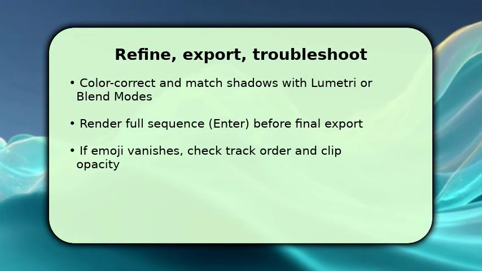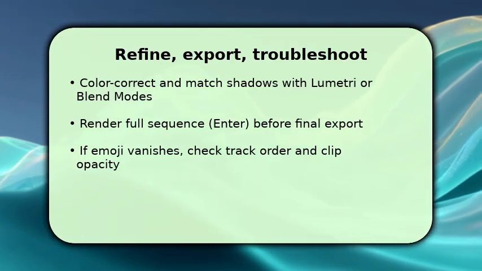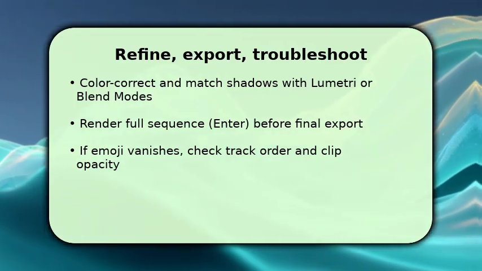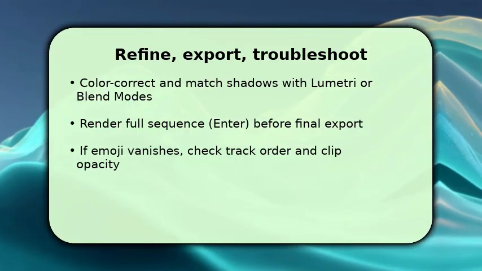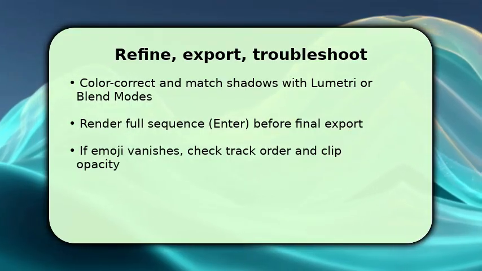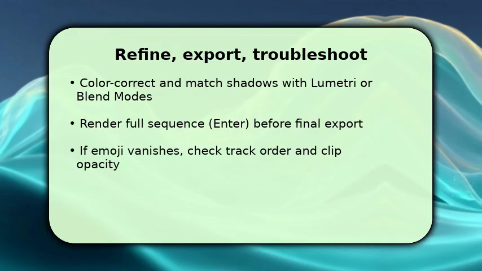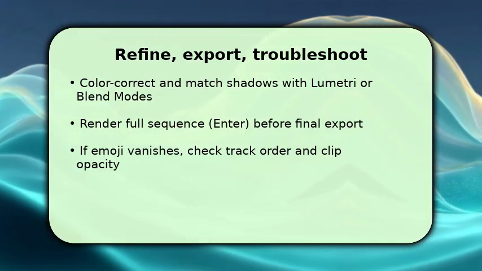Finish by refining color, scale, and edges so the emoji visually belongs in the scene. Use Lumetri color or change blend mode to overlay or screen for natural integration, and add a subtle drop shadow with a duplicate layer and Gaussian blur. Once happy, render the work area to preview playback, then export with H.264 or your chosen codec.